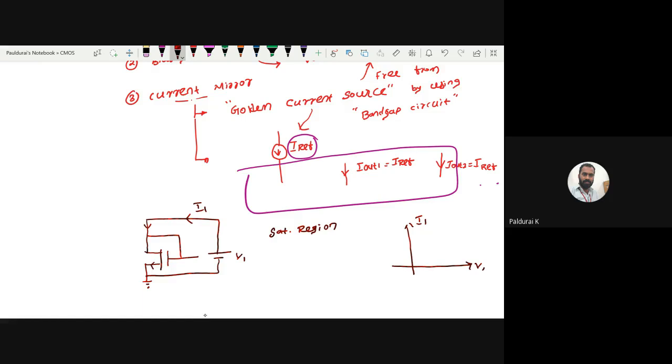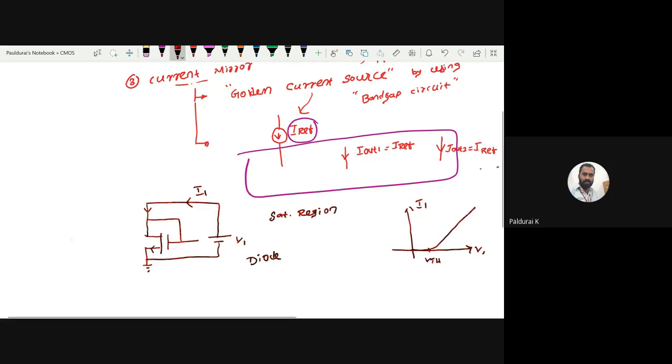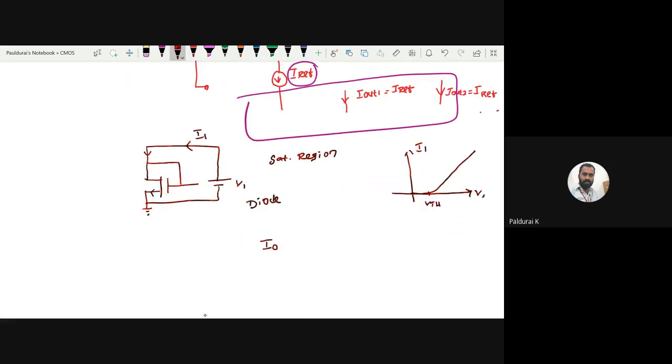right, till threshold voltage, no current. After that, since it is a diode, the current increases exponentially. And since it is biased in saturation region, this current I out, or I1, is given by mu n C ox of W over L, times VGS, which here is V1, so V1 minus VTH the whole square.